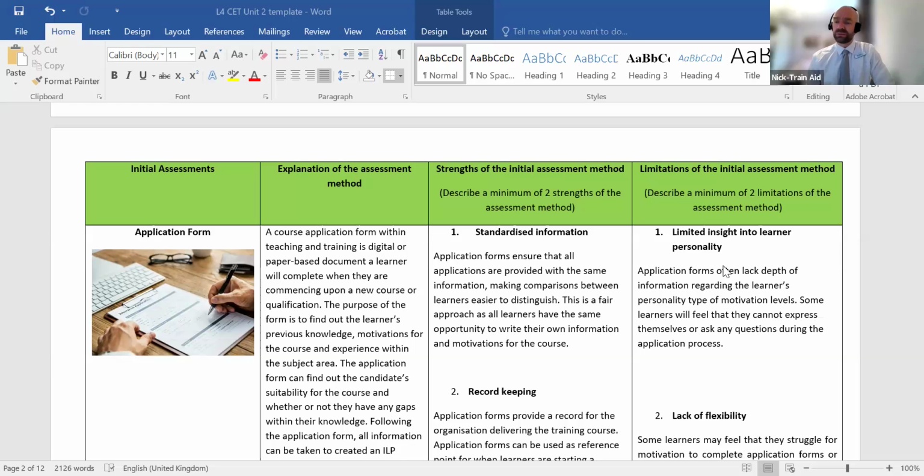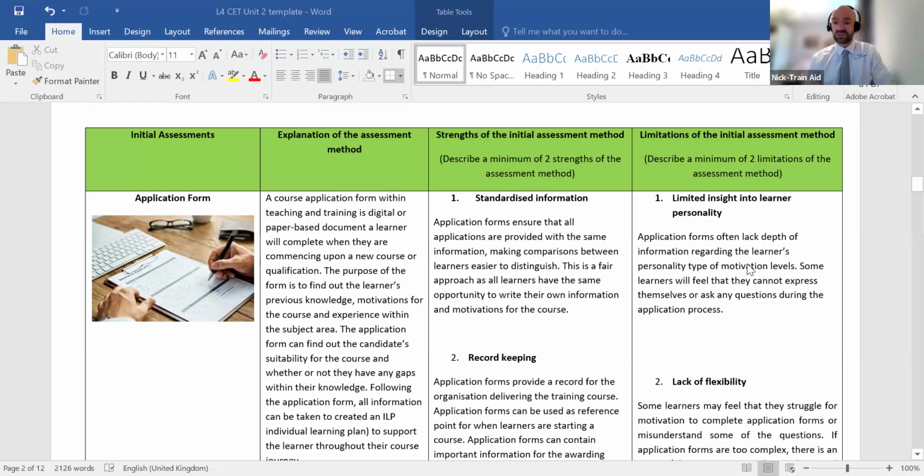So just on to the limitations or the considerations when using application forms. I think the first one is a limited insight into learner personality. Often application forms have a series of questions which lack depth of information regarding the learner's personality type or motivation. They could look very, very good on paper, but when it comes to the actual person themselves, they might not have the qualities that you're looking for in your course, and that can be an issue as well.